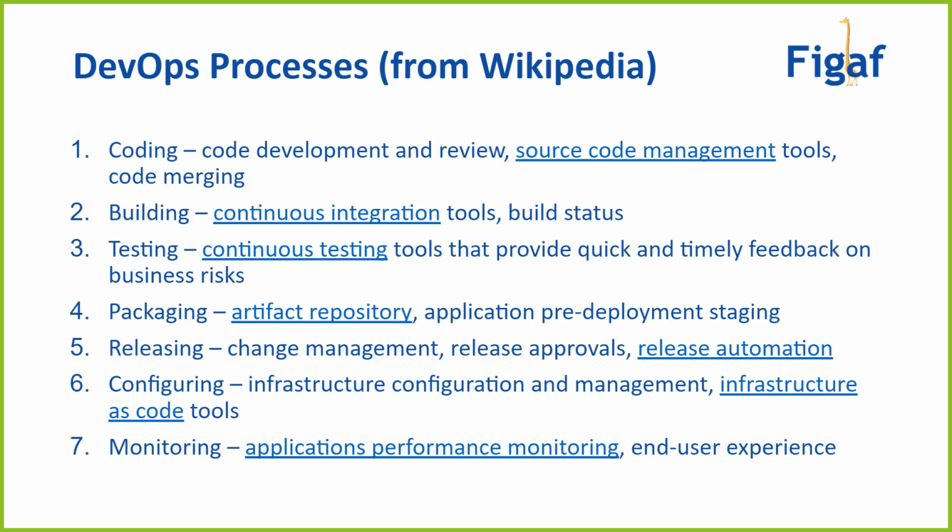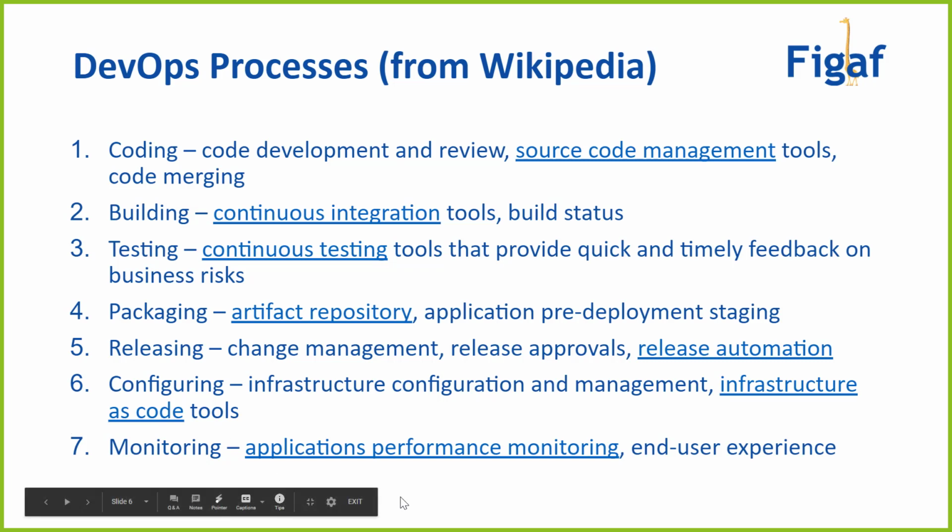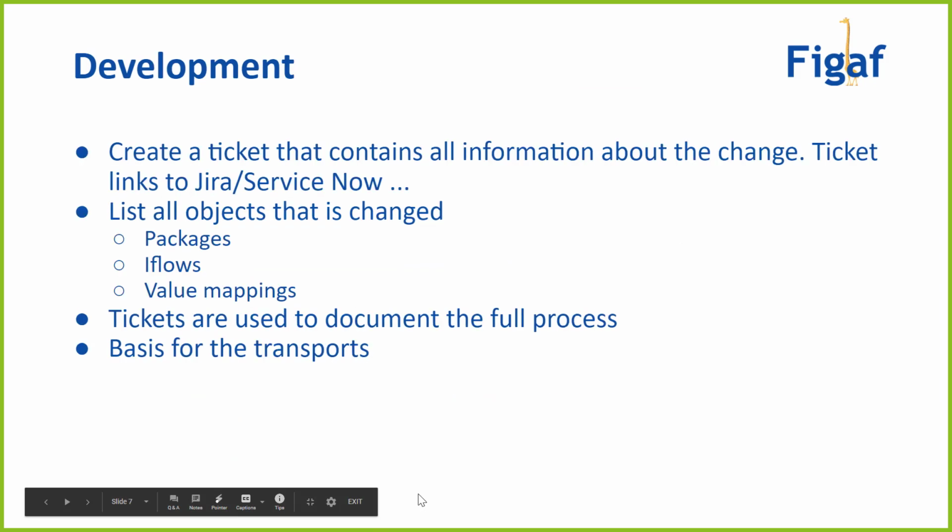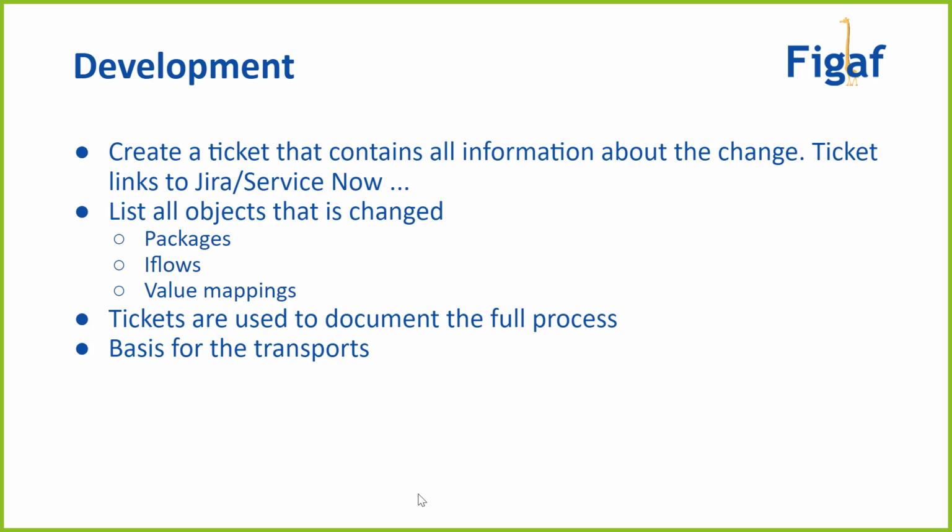So let's get started covering these different tracks that are going on. In our development, normally we will get some kind of a ticket in the Figaf tool that corresponds to a ticket or incident or whatever you call it in your Jira or ServiceNow, or all the other hosts that you have in it. You will then be able to add all the objects that are changed as part of this, and based on this ticket, you can then understand and document all the things that are delivered as a part of this process. And this ticket also is a basis for your transports.